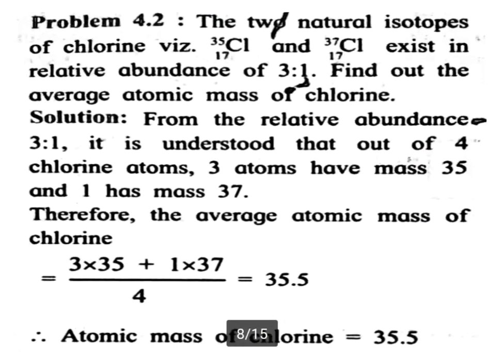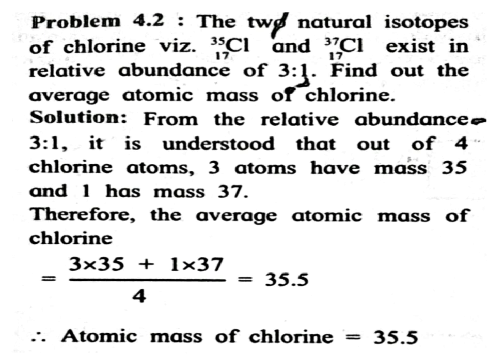Here is one problem. This type of problem you already solved in the first topic, that is calculation of average atomic mass. The two natural isotopes of chlorine, chlorine 35 and chlorine 37, exist in relative abundance of 3:1. Find out the average atomic mass of chlorine. Here ratio of abundance is given, whereas the problems which we solved in the first topic were in percent relative abundance.